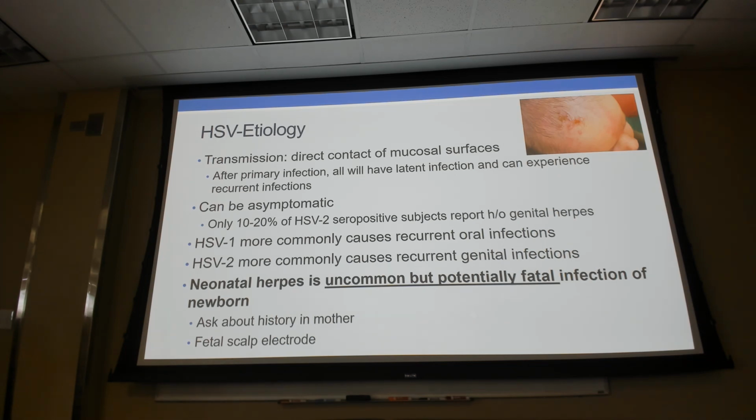If you even think to yourself, maybe this baby came in contact with herpes, add acyclovir. The outcomes are absolutely devastating. So, new neonatal herpes, add your acyclovir. You have a history in the mom. In real life, what I've seen the most of this is they will use fetal scalp monitoring.